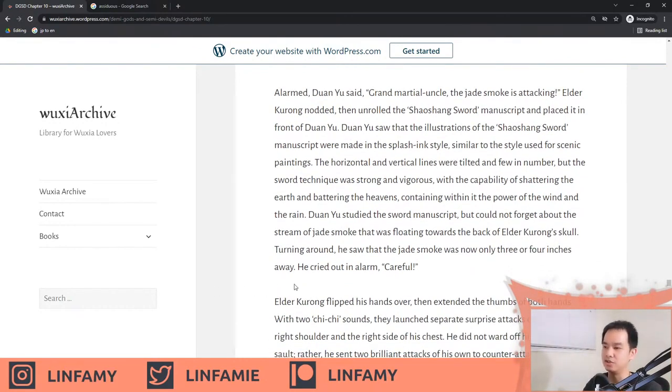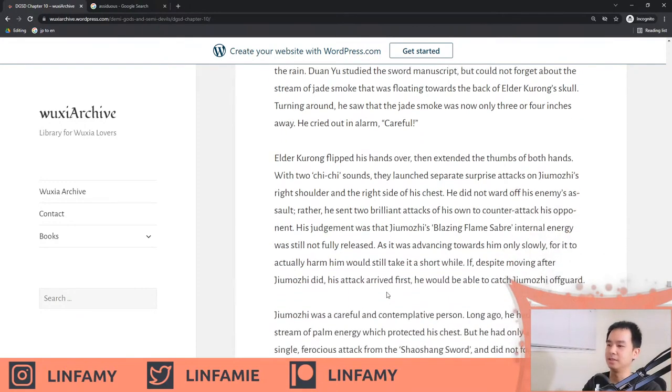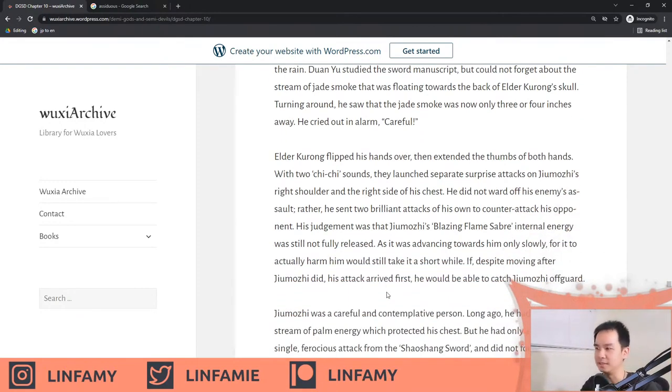Turning around, he saw that the jade smoke was now only 3 or 4 inches away. He cried out in alarm, "Careful!" Elder Ku Rong flipped his hands over, then extended the thumbs of both hands. With 2 chi-chi sounds, they launched separate surprise attacks on Jiu Mozi's right shoulder and the right side of his chest. He did not ward off his enemy's assault. Rather, he sent 2 brilliant attacks of his own to counterattack his opponent.